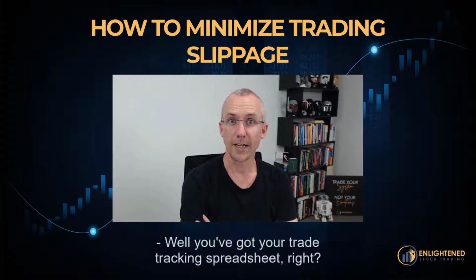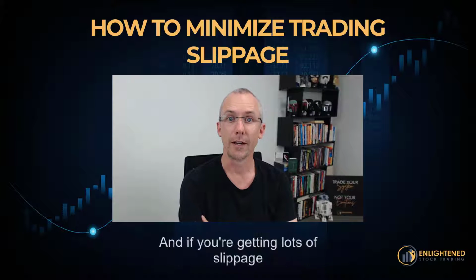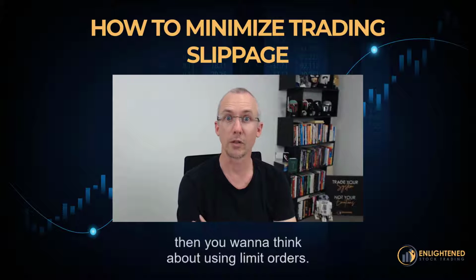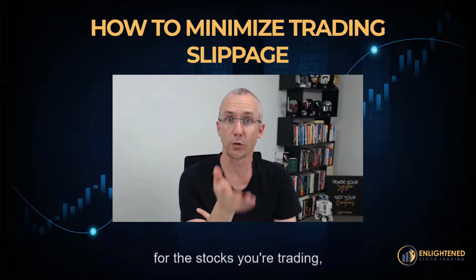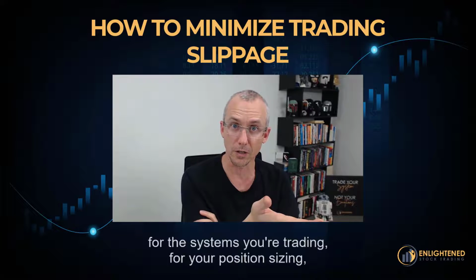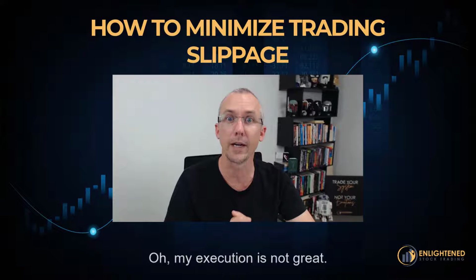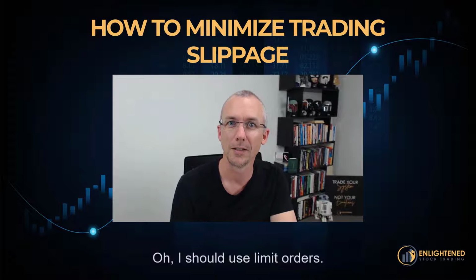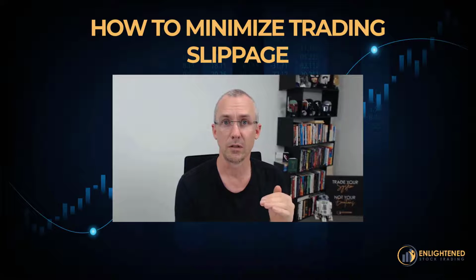Well, you've got your trade tracking spreadsheet, right? So you know if you're getting lots of slippage or not. And if you're getting lots of slippage, then you want to think about using limit orders. So you'll know, because for your account size, for the stocks you're trading, for the systems you're trading, for your position sizing, oh, I'm getting lots of slippage. Oh, my execution is not great. Oh, I should use limit orders.